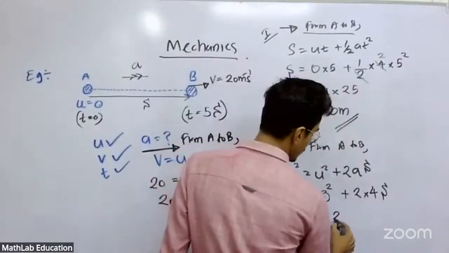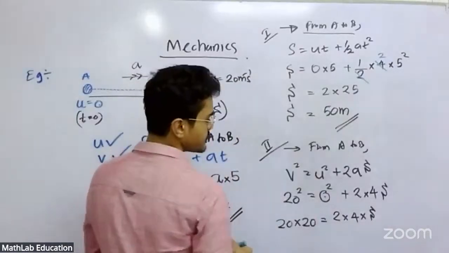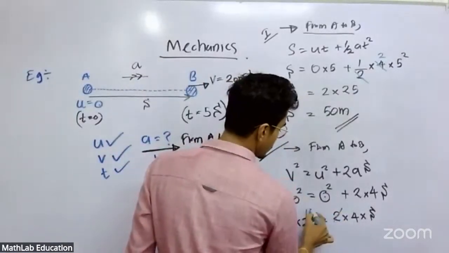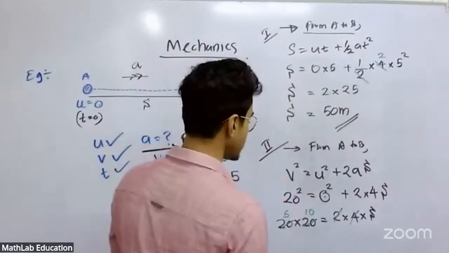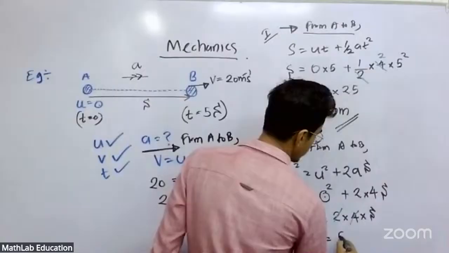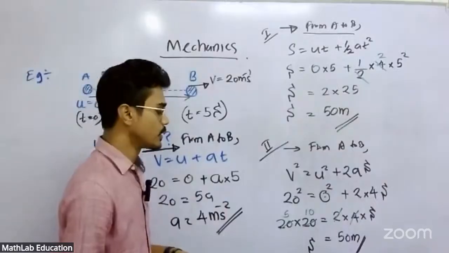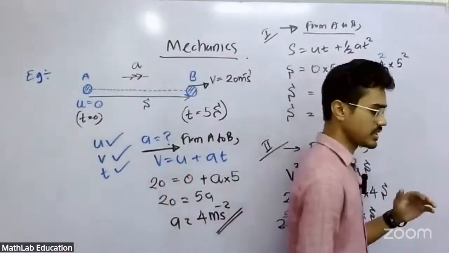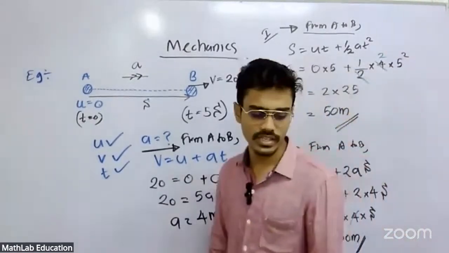And this is 2 times 4 times s. Now you can cancel this. This is 2 times 10 and this is 4 times 5. So 5 times 10 equals 50 meters. So either way, you will get the same. As long as your application is correct, you will get the same. In this case, there are multiple options available, and even if you apply the last equation, s equals (u plus v) over 2 into t, you will still get the same.